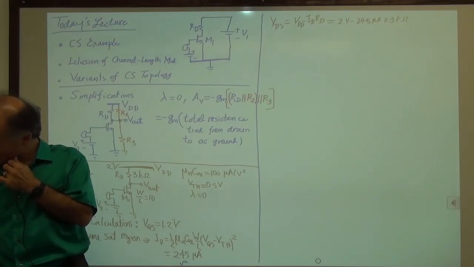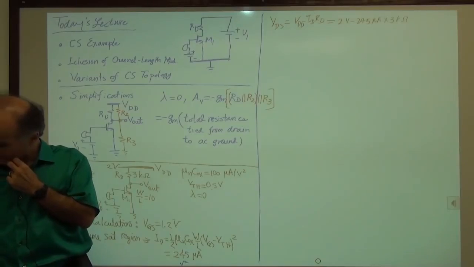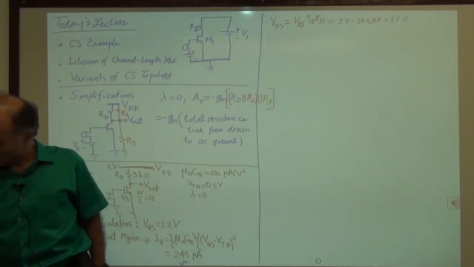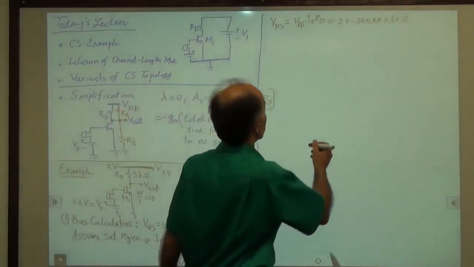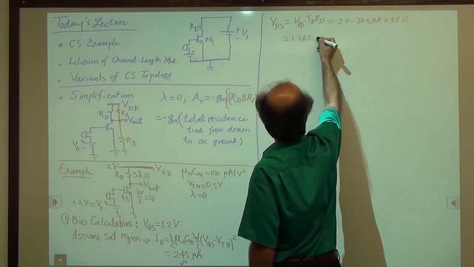Let's see. I think that's what I got. 0.53 volts. Let's see. 0.7, 1.265. No, I got 1.265 volts. Okay, so that's equal to 1.265 volts.